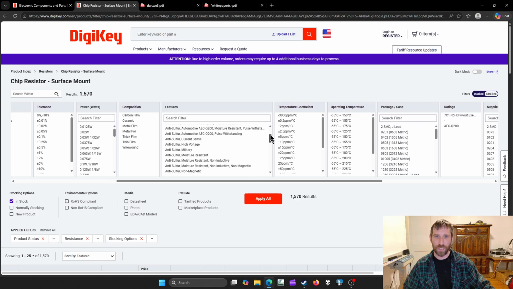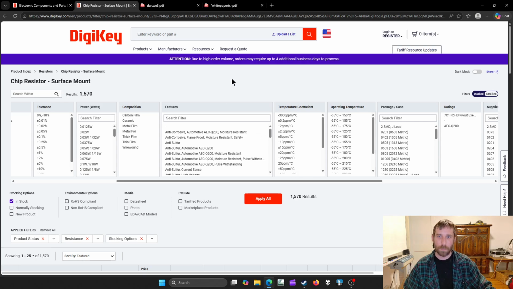Now, these features here, for the most part, you won't need. I won't say you don't need them for sure, depending on what industry you're in. I have just never found the need to go out of my way for most of these. Anti-corrosive, dude, my company makes products where there's corrosive compounds, and we've never gone out of our way to do anti-corrosive resistors. Same goes with anti-sulfur.